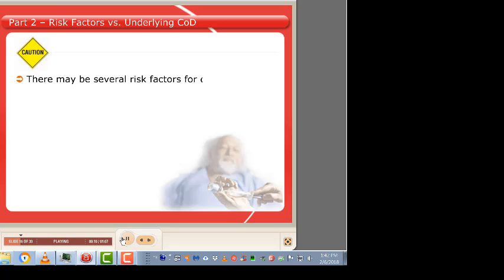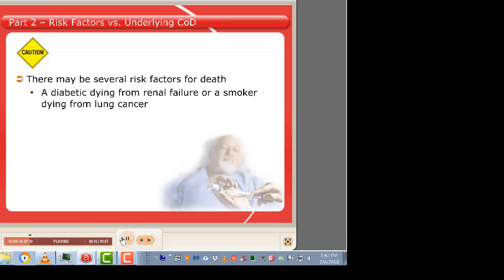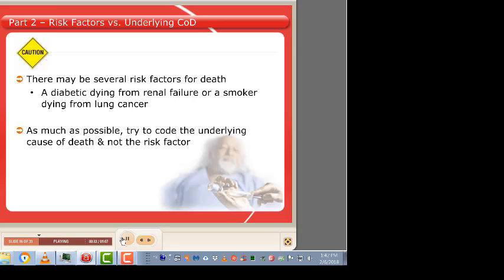Part 2. Risk factors versus underlying causes of death. You may encounter cases that have several risk factors for death, such as a diabetic dying from renal failure or a smoker dying from lung cancer. As much as possible, you should try to code the underlying cause of death and not the risk factor, even if the risk factor is very important. However, in some cases, you will have no choice but to use a risk factor as an underlying cause of death. Sometimes, it is the only possible answer.